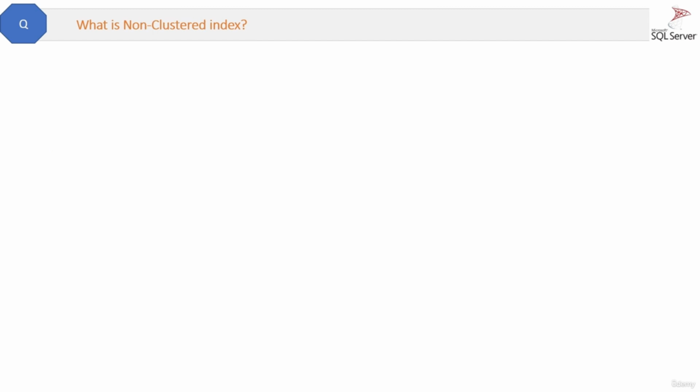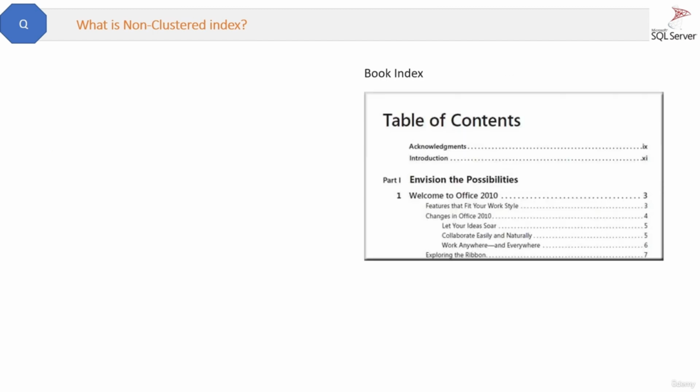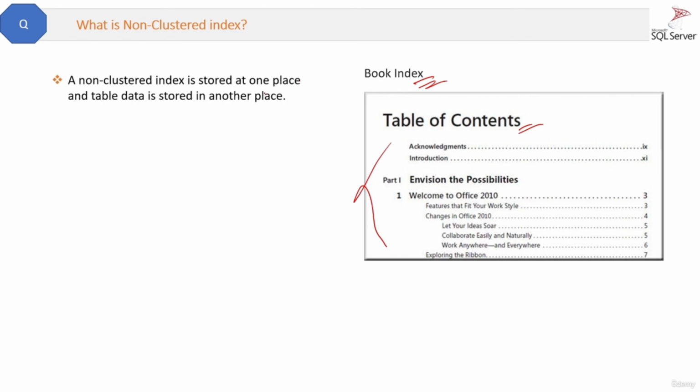What is a non-clustered index? Again, let's see the example first. See, this is a book index which is at the starting of the book, right? But it is not present along with the data, the content. This book index is stored separately from the data, not like the dictionary where the index was also present along with the data. Similarly, a non-clustered index is stored in one place and table data is stored in another place. So this non-clustered index is not physically stored with the data, like in the case of a clustered index, where it was physically stored with the data, right?